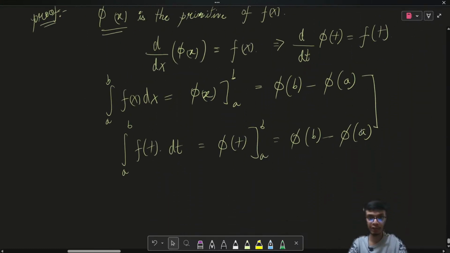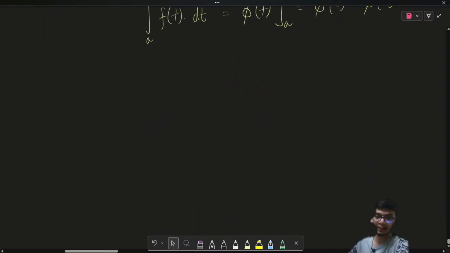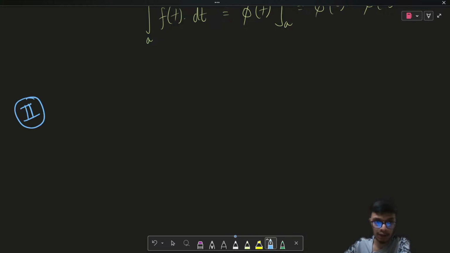Okay, so after you are done with this particular property, let's now move to the next property, that is property number 2. As we go on, the more important properties we'll be seeing in the upcoming classes. Okay, let's go with property number 2.